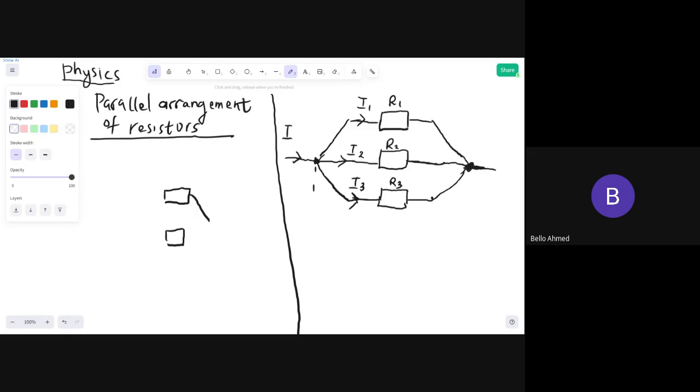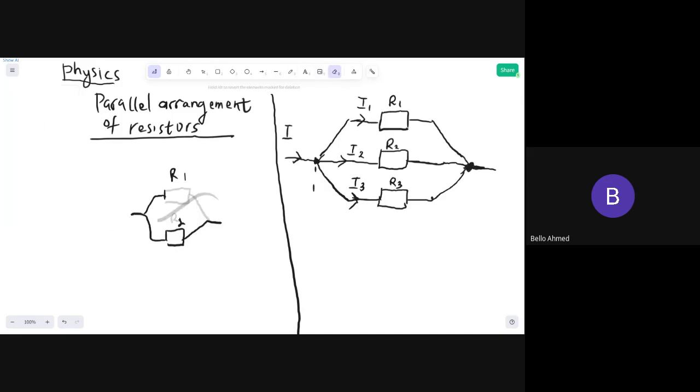Resistors arranged like this also, when two resistors, let's say R1 and R2, are arranged like this, this is called parallel arrangement of resistors. Do you understand that? This is how parallel arrangement of resistors looks, because you have to be able to identify that this is parallel arrangement of resistors.